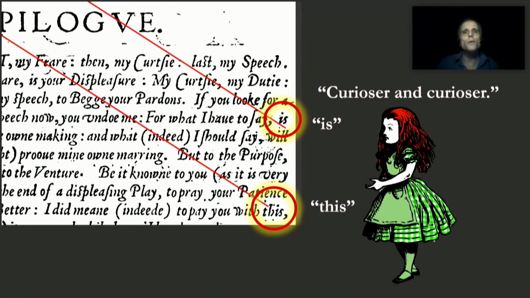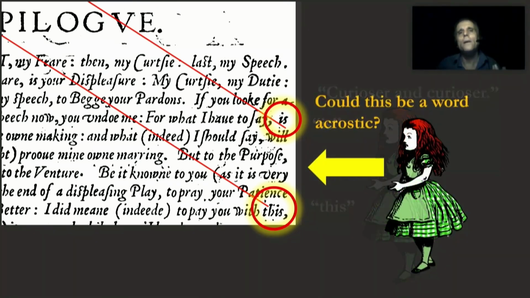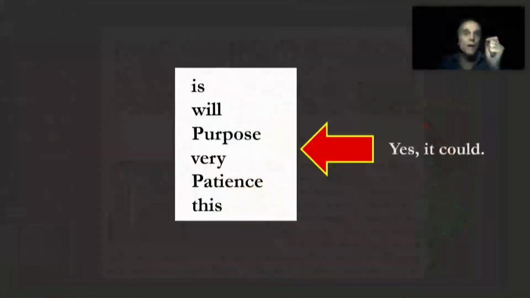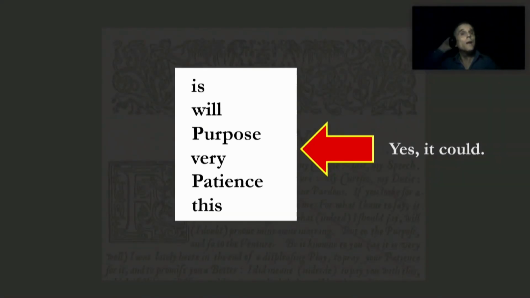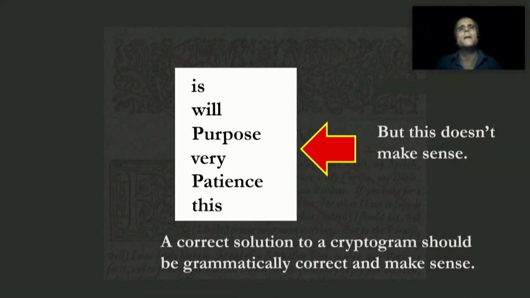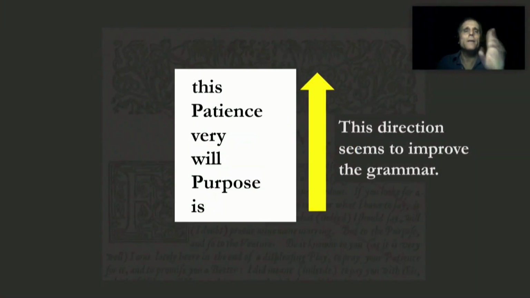What I found was a partial rhyme, which led me to ask, could this be a word acrostic? I figured that they were the first and last words in some puzzle which had to be figured out. The answer is, yes, it could. These 6 words are what we will work with. But this doesn't make sense. Is, will, purpose, very, patient, this is not proper grammar. A correct solution to a cryptogram should be grammatically correct and make sense. This direction from the bottom to the top seems to improve the grammar, but there is still something wrong.